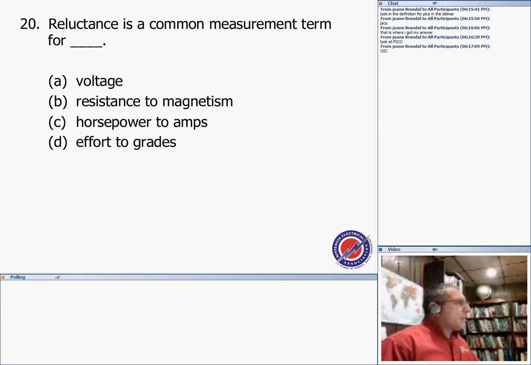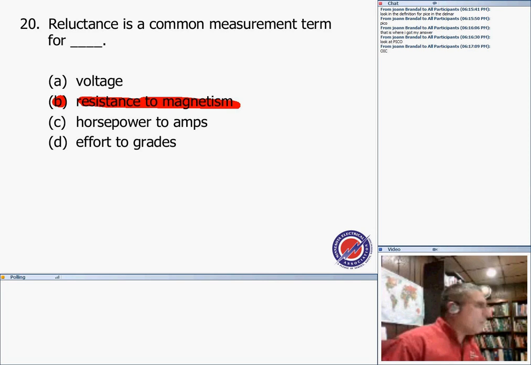The last one, guys: reluctance is commonly measured in terms of B, which is the resistance to magnetism. It's a common measurement term for reluctance. We talked about this one. Resistance to magnetism. I thought we were tested on that one too. Okay, one more time. Any questions before we move into the series circuit and talk about series circuit rules and application of series circuit and so forth?